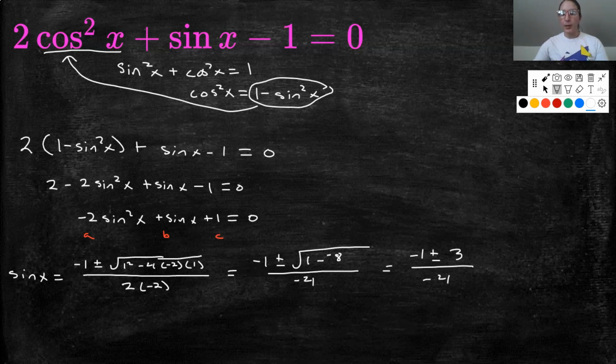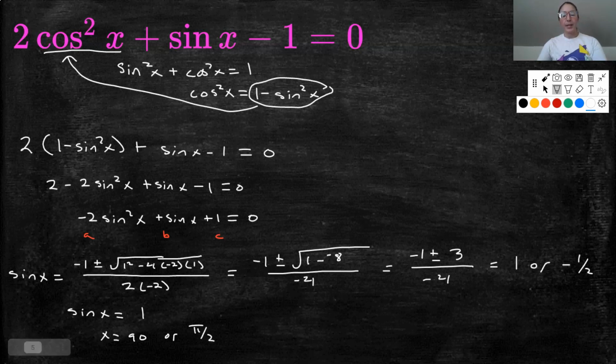over negative 4. Okay, so we're going to have either negative 1 minus 3, negative 4 over negative 4. So we get a positive 1 again. Or negative 1 plus 3 is 2. 2 over negative 4 will give us negative 1 half. So this is going to look kind of familiar. So we have sine of x equals 1, as we saw previously. Then x equals 90 or pi over 2 in radians or degrees. And then, of course, if you want all angles, write plus 360k. If you want all angles, write plus 2 pi k for this guy.